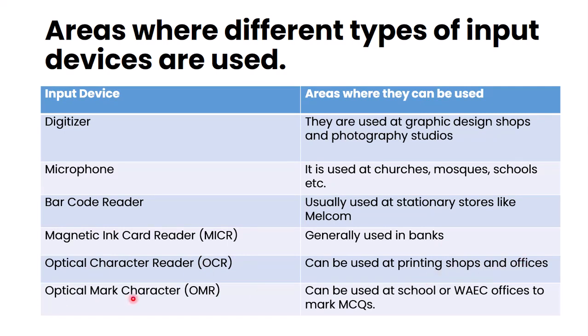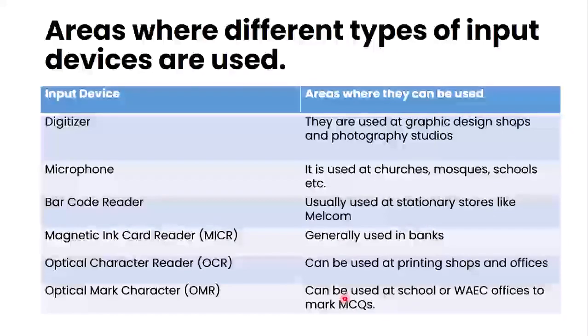And an optical mark character reader. Sorry, it should be optical mark reader. Optical mark reader. They are used at schools or WAEC offices to mark multiple choice questions. The Section A when you write BECE, they normally use the optical mark reader to mark the Section A.